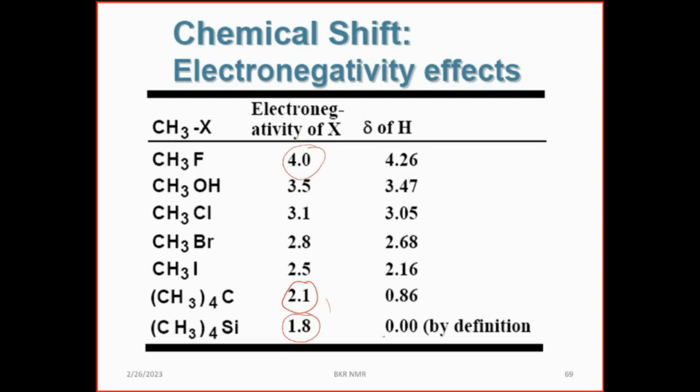By definition, we fix the TMS at 0. So if you have fluorine, around 4.2, around 4. If I have OH, around 3.4. If I have chlorine, around 3.05. If I have bromine, around 2.6. If I have iodine, around 2.16. If I have a carbon attached, I'll be having around 0.9. So it will come between 0.5 and 1.5.